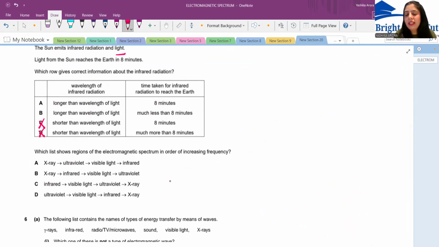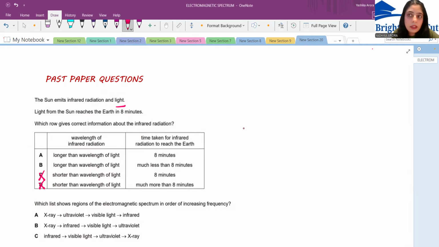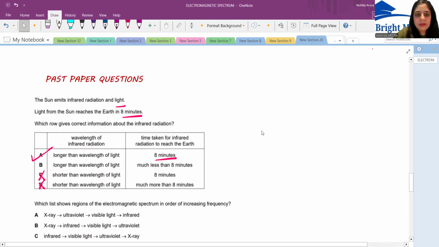And obviously now, the trickier part is they're asking us the time taken for that wave to reach the earth. Now, if you know that all the EM waves travel with the same speed, the distance is the same, the speed is the same, therefore the time is also going to be the same. That is 8 minutes only. So it's option A, longer than the wavelength of the light, and it takes just 8 minutes. That was actually a tricky question.